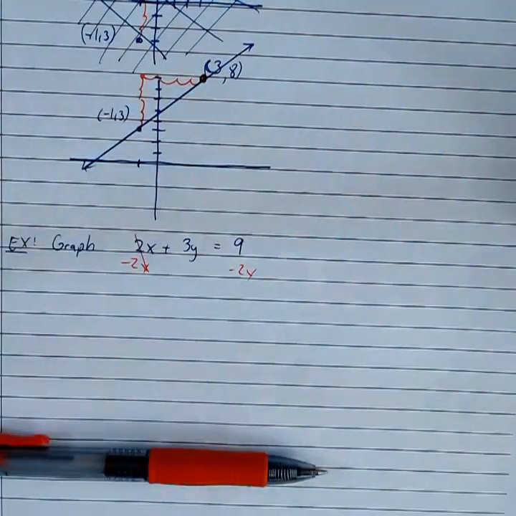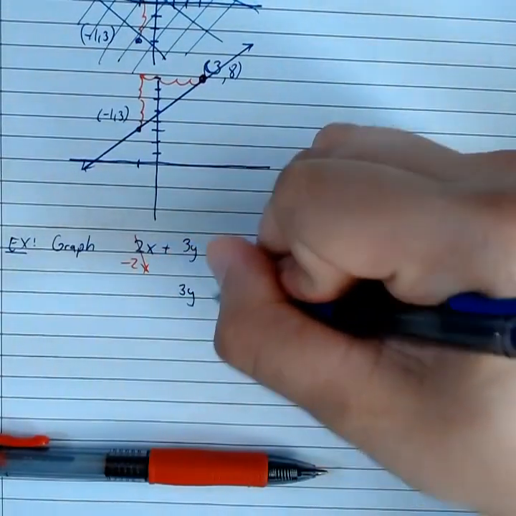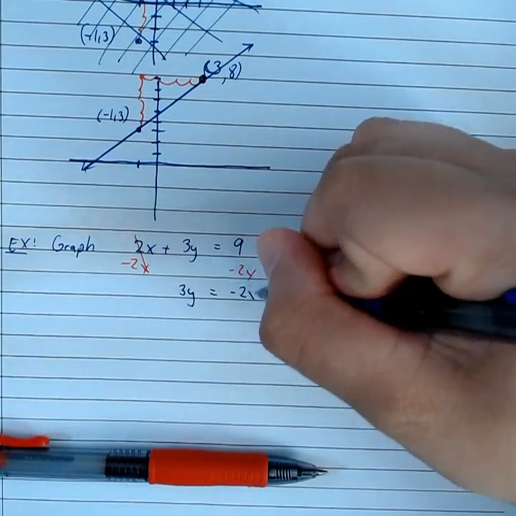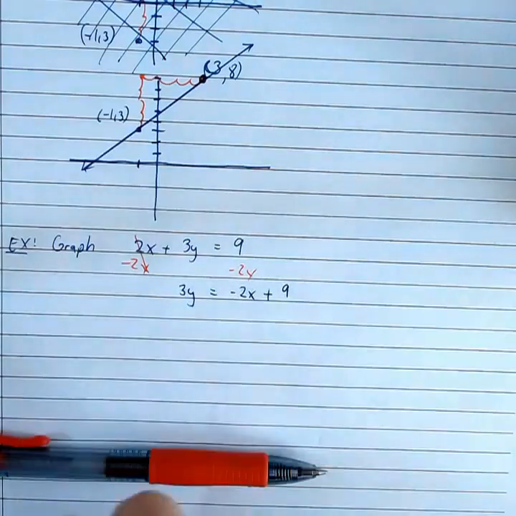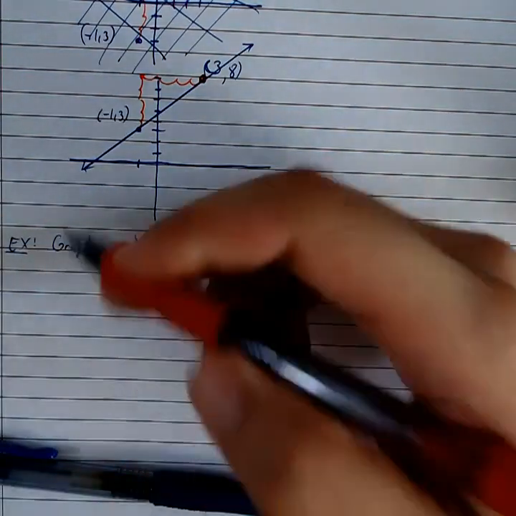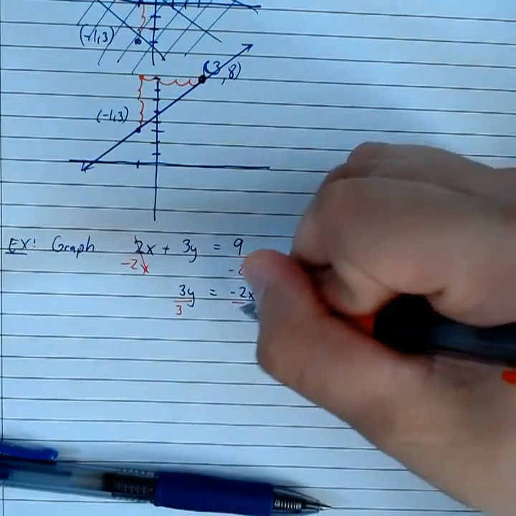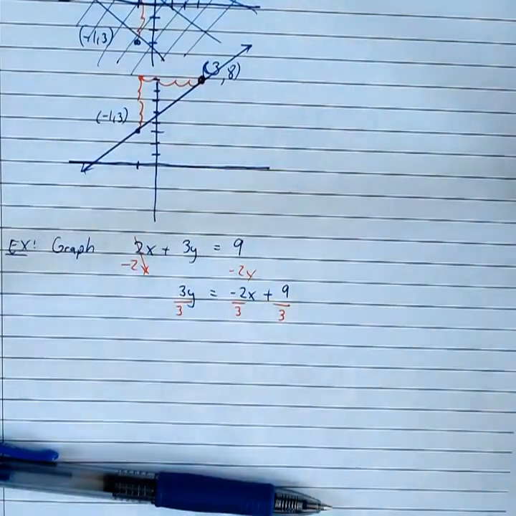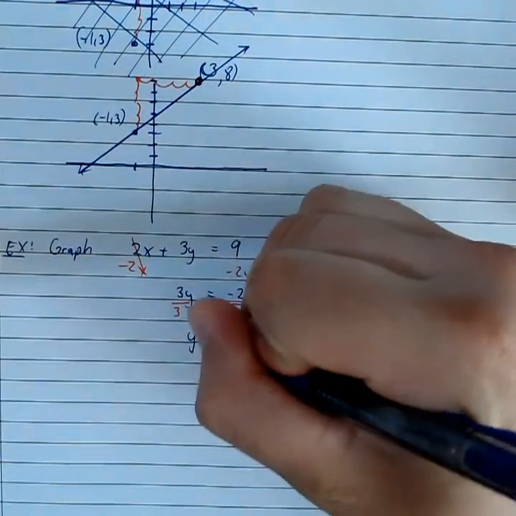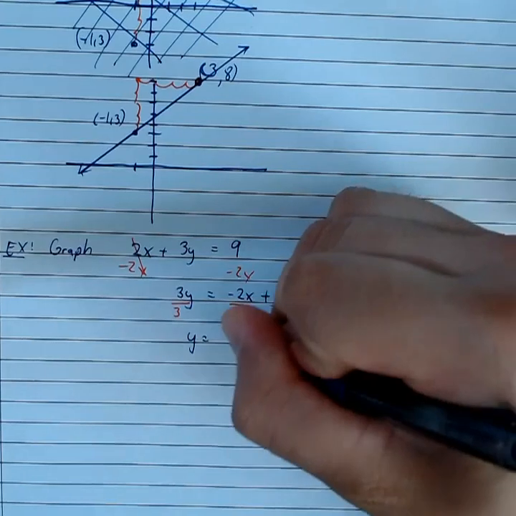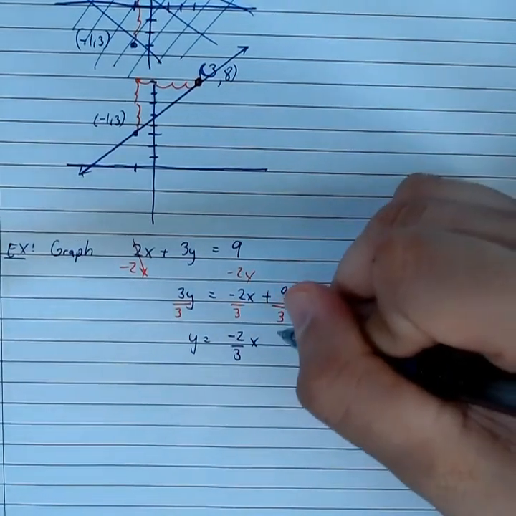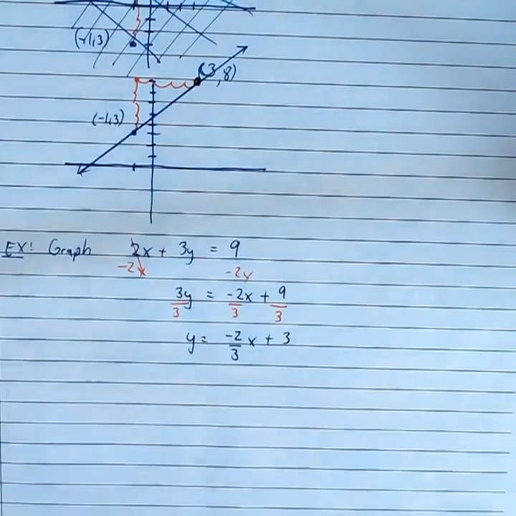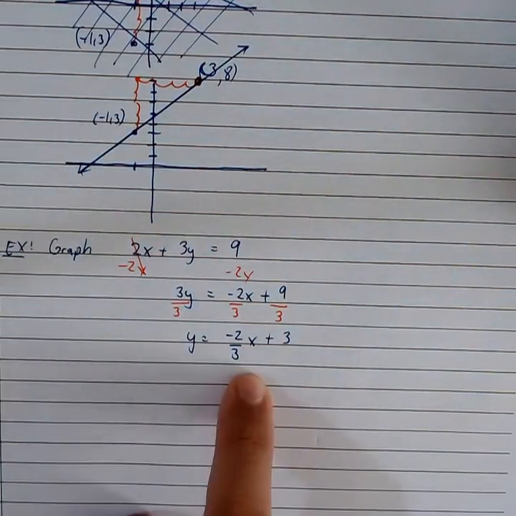That's gone. And that'll give me 3y is equal to negative 2x. That's a positive 9, so I'm going to write plus 9. And then I can divide both sides by 3 all the way across to give us y equals negative 2/3 x plus, here 9 over 3 is just the number 3. Okay. Note that this is a function.